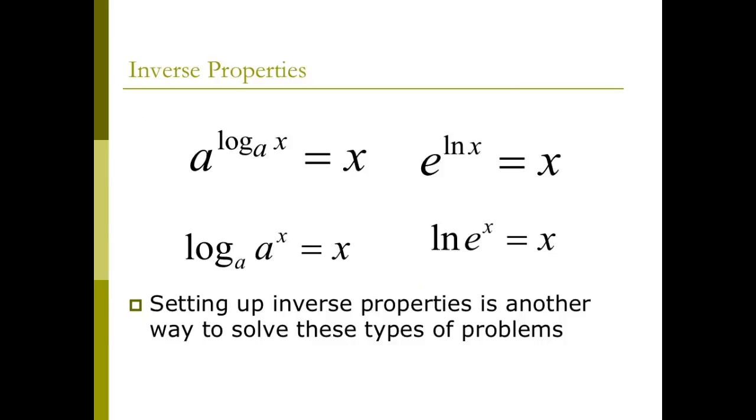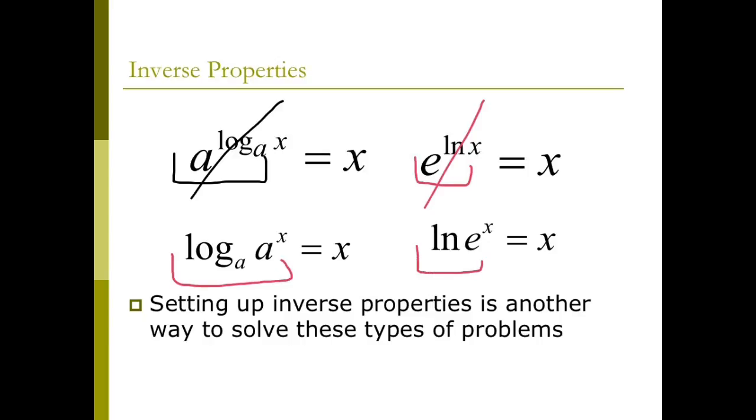Alright, it's not always possible to set up a one-to-one relationship, so when that doesn't happen, we're going to use the inverse properties instead, which means somehow I need to get a raised to log base a to happen, because when that does, they'll cancel out, I'm left with just x. Or e to the natural log of x, again, will cancel out because they're inverses. The other way is to take the log of both sides to get something to cancel out, or take the natural log again to get things to cancel out.